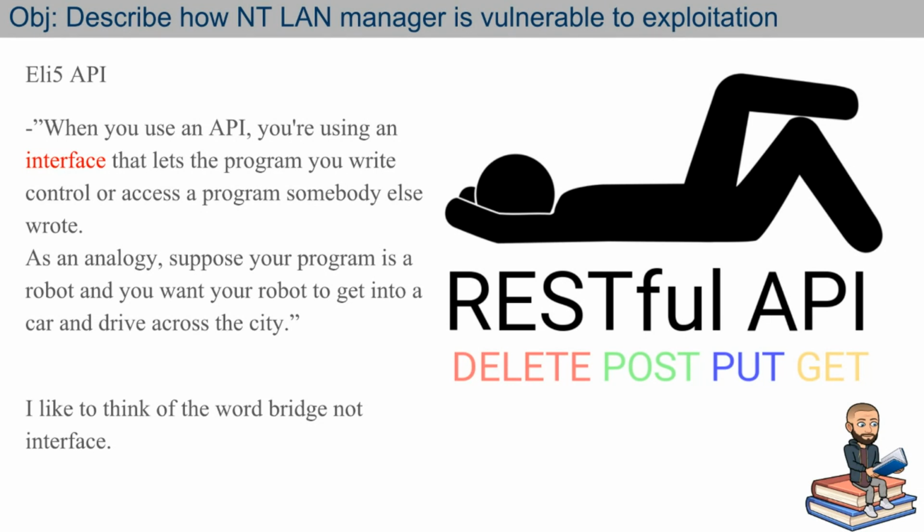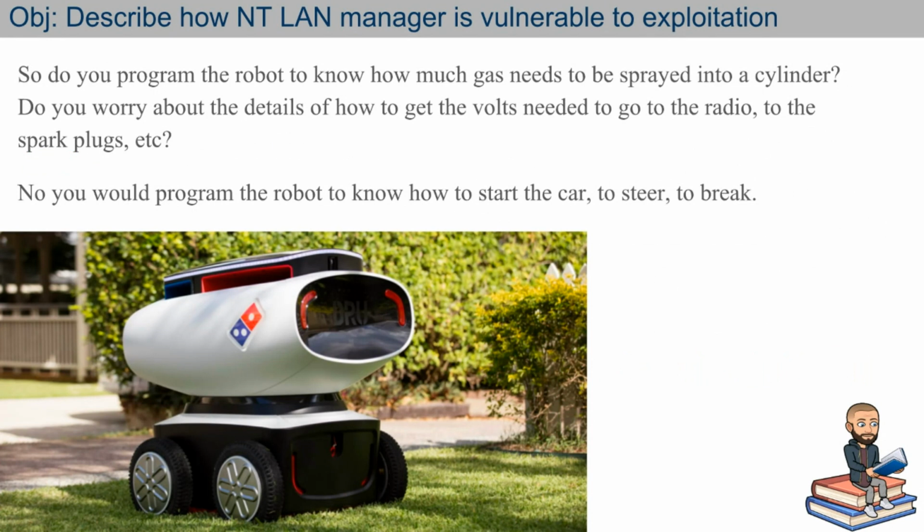So as an analogy, suppose your program is a robot, and you want that robot to get in a car and drive across the city. Do you program the robot to know how much gas is needed to be sprayed into the cylinder? Does the robot need to know the details of the voltage needed for the radio or spark plugs in the car? No, you would program that robot to know just how to start the car, how to steer, and how to brake. Oh, and of course, how to use the gas. These are four relatively simple things. All the other layers below that level of abstraction is for the car to worry about, not the robot itself.